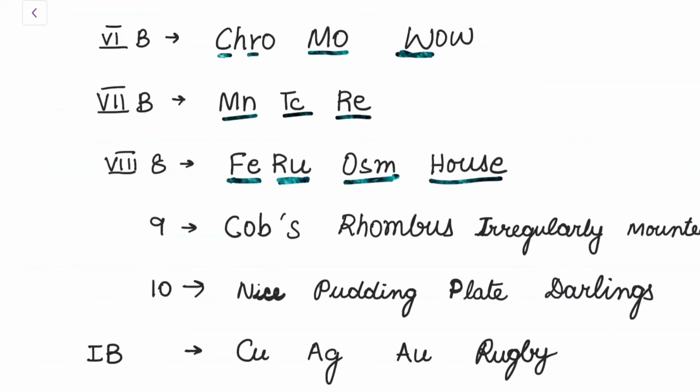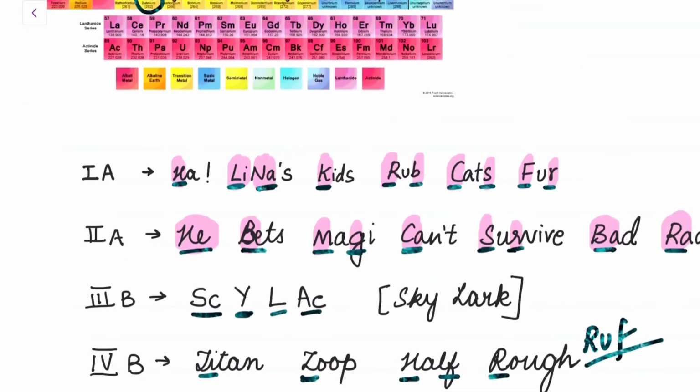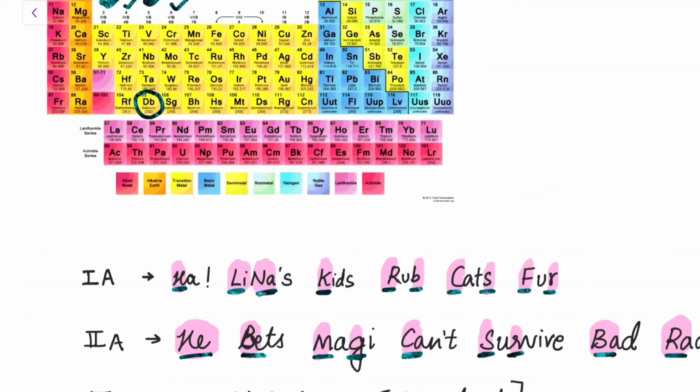So the mnemonic is Cobb's rhombus irregularly mounted. Okay, so cobalt, rhodium, irregularly, it's for iridium, and mounted for meitnerium. Alright, so we have Cobb's rhombus irregularly mounted.